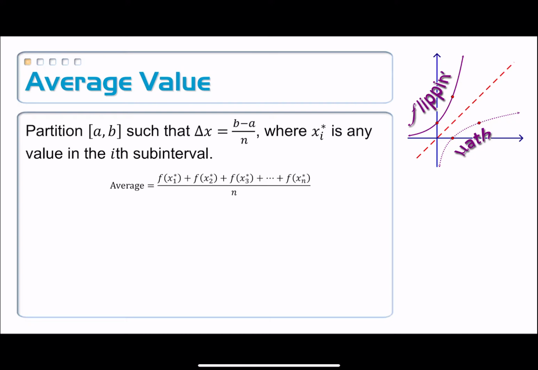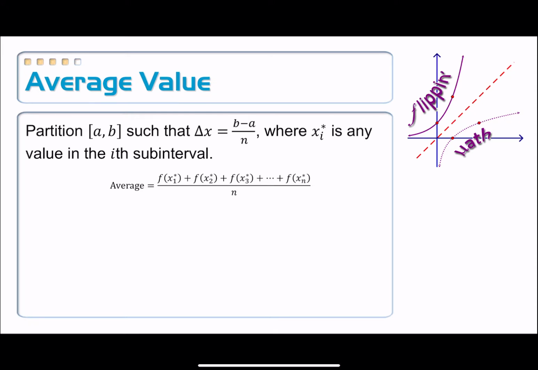So would you agree that if I were to take each one of those function values, so here's x sub 1 star, plus x sub 2 star, the function values of each one of those, I've got any of these, so I'm going to divide it by n. All right, so that's essentially what we just did on that Riemann sum question, because we had a finite number of them. We only had 6 of them to do.